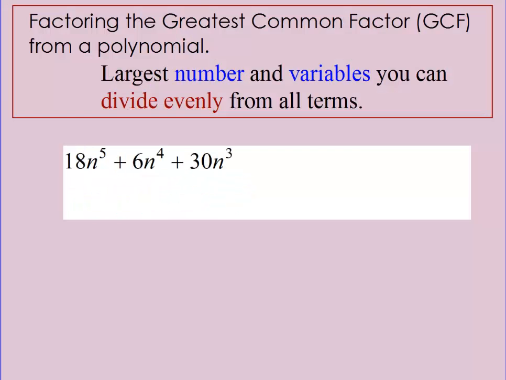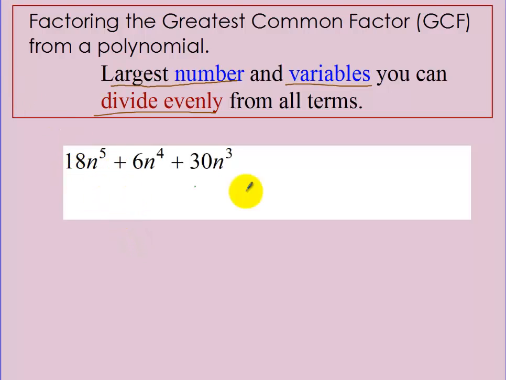Alright, the other thing here, we want to factor out the greatest common factor from a polynomial. So this is factoring a polynomial here. And just a reminder, how do you do this when you have multiple terms and there's numbers and variables? You want to find the largest number and the greatest amount of variables that you can divide evenly from all terms. So the biggest number and the greatest amount of variables.